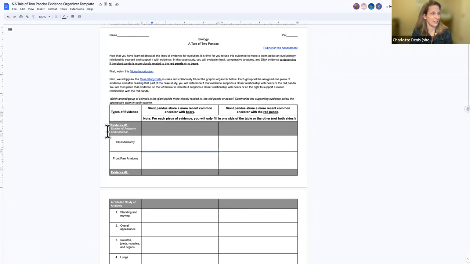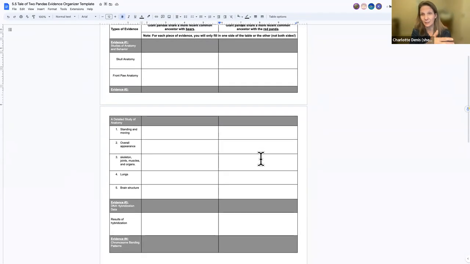If they were assigned evidence one, which was behavior and anatomy, then they identified evidence that either showed that giant pandas share a more recent ancestor with the bear, or giant pandas share a more recent ancestor with the red panda. And so they were filling in either one side or the other. And then this document with all the evidence in it was available to everyone.